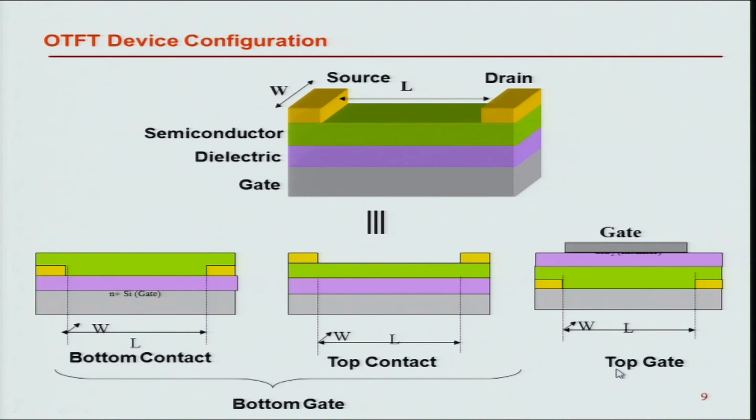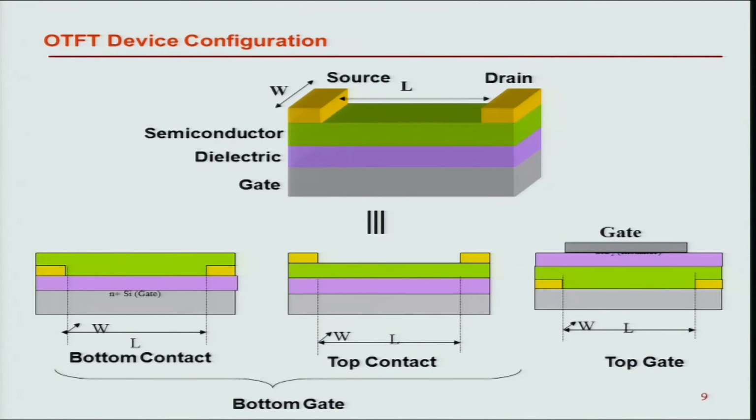And I can even further change it, rather than having the gate at the bottom, I can have a structure in which the gate is placed at the top, and that is known as the top gate. And one can think of many device configurations in which you can situate your source, drain and gate with respect to each other, ensuring that there is a channel made and you are collecting carriers as a function of different gate voltages. Let us discuss then how these devices operate.